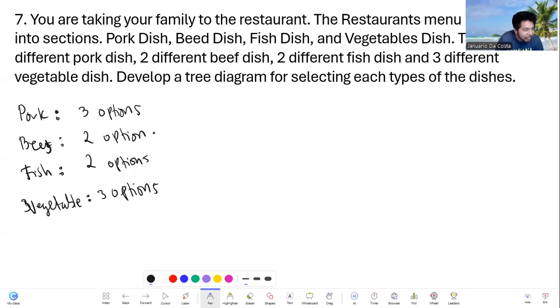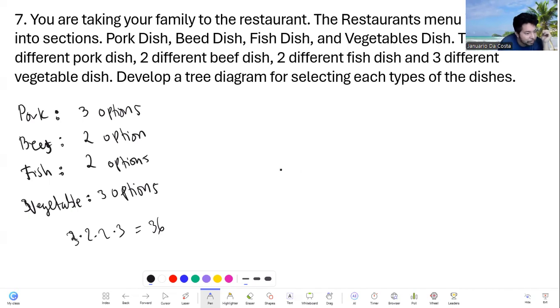You have to select one dish from each. And how many possible combinations of all these 4 dishes are possible? The possible combinations have to be 3 times 2 times 2 times 3, which makes it 3 times 2 is 6, 6 times 2 is 12, 12 times 3, that will be a total of 36 possible combinations, yeah? 36, imagine that. So how do you develop a tree diagram on that?